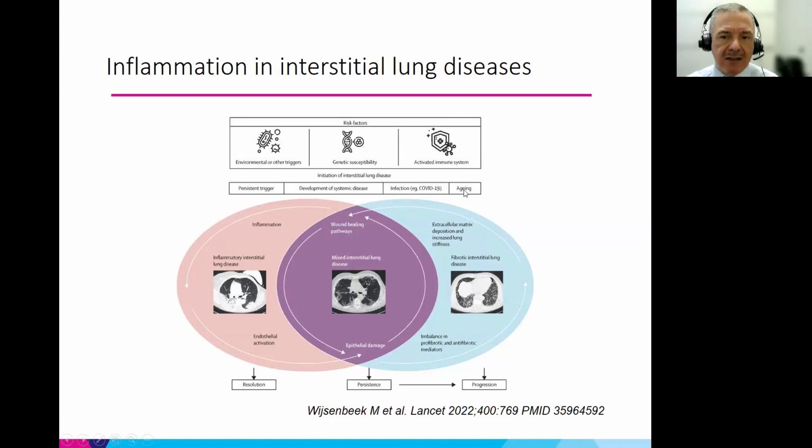Either by the action of a number of injuries like infections, for example, or just by the very process of aging that causes changes in the lungs, you see these cycles of inflammation, and then through wound healing pathways, activation and epithelial damage that eventually move to the right here with extracellular matrix deposition and increased lung stiffness, and imbalance between profibrotic and antifibrotic mediators, and then the evolution from a predominantly inflammatory condition to a predominantly fibrotic process. And it is this progression, the one that is associated with most disability.